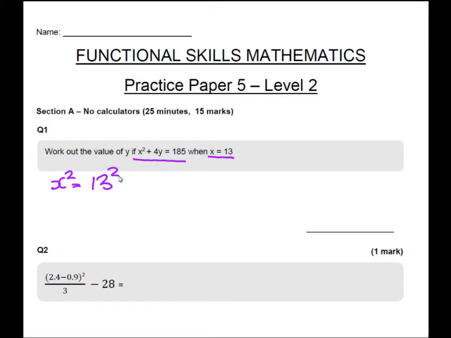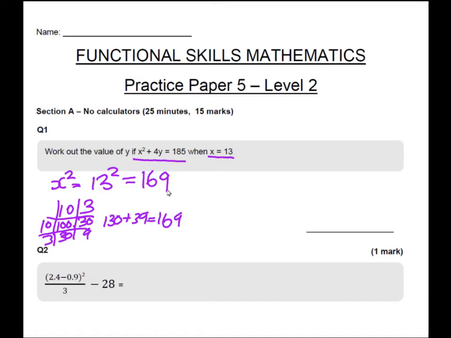If you can remember what that is off the top of your head at level 2, that's fantastic. If you can't, then you can use your multiplication method, whichever one you choose, to do this problem. So 13 squared is 169. If you can remember that off the top of your head, you can just write it down. You don't have to show the working out for that if you can remember it. Okay, so now let's have a look and see what our formula looks like when we swap the x squared for 169.